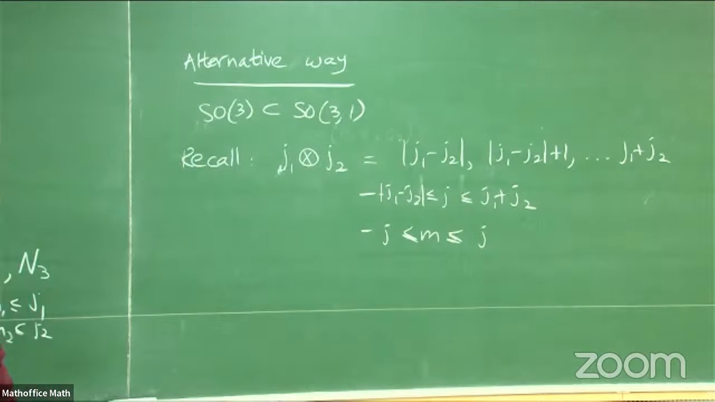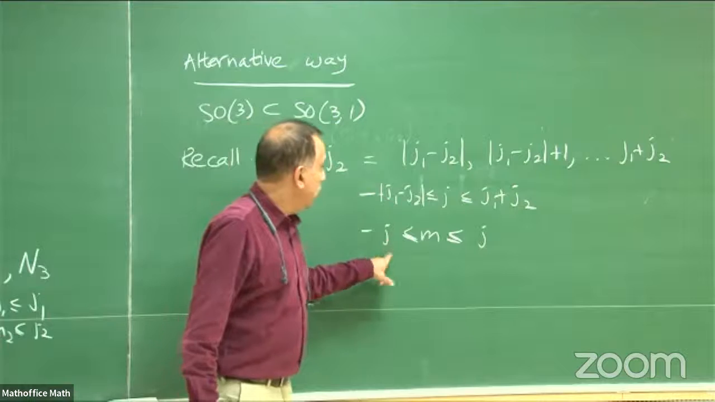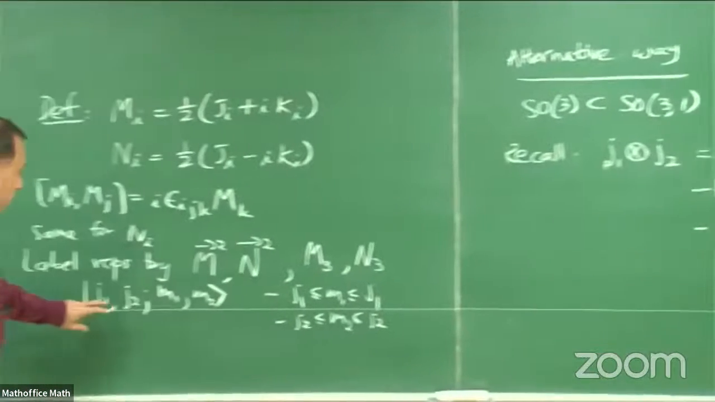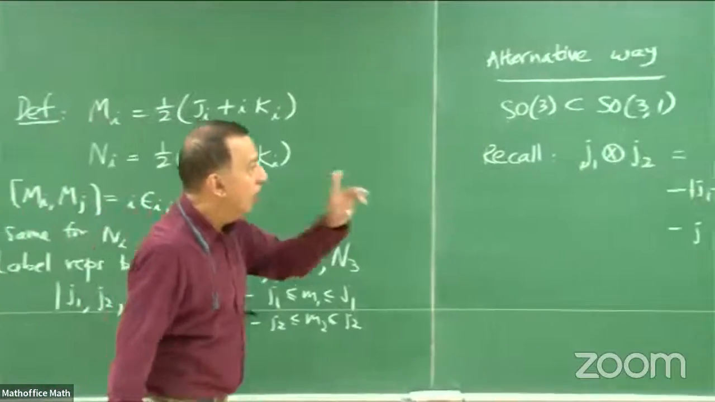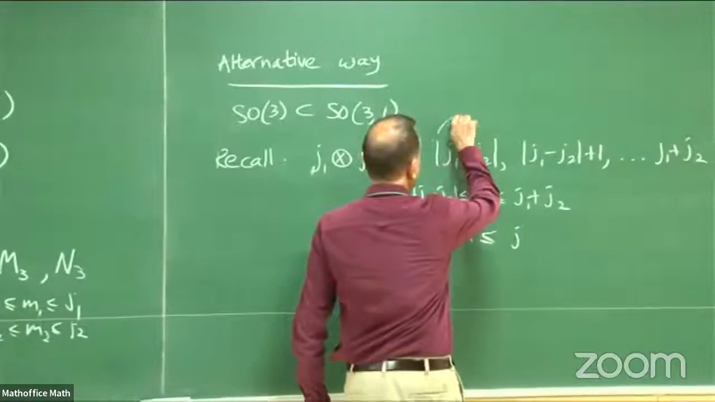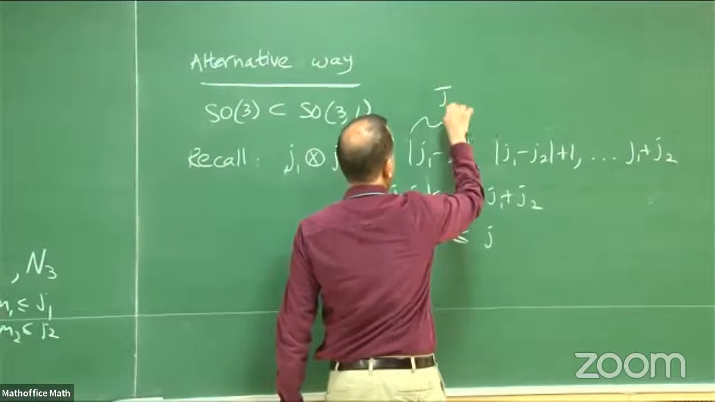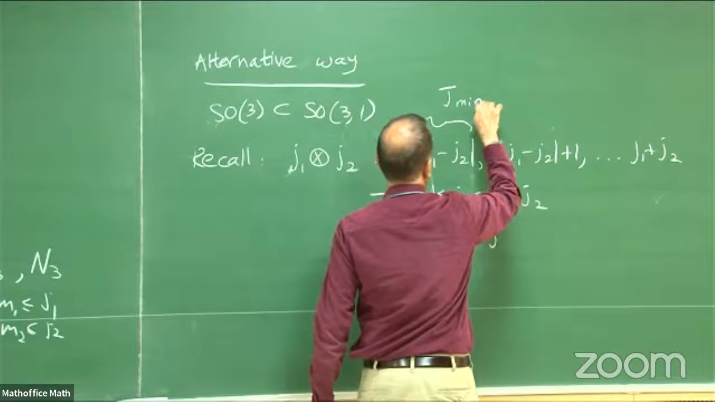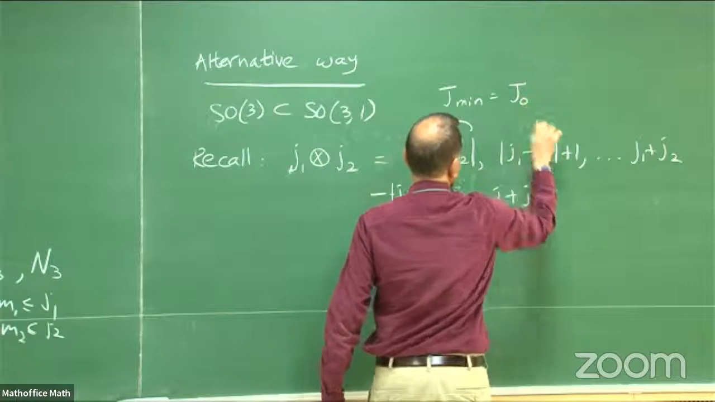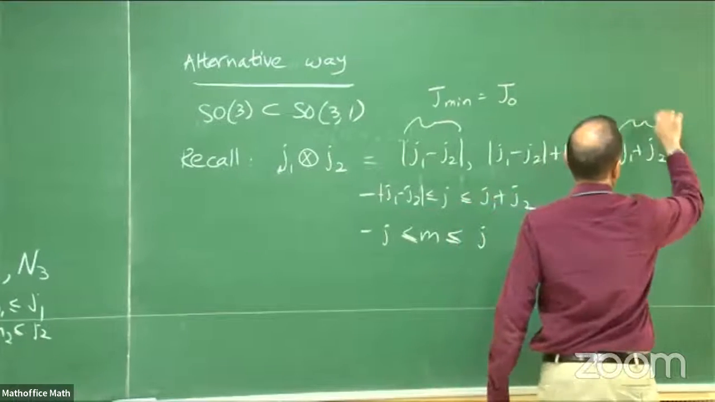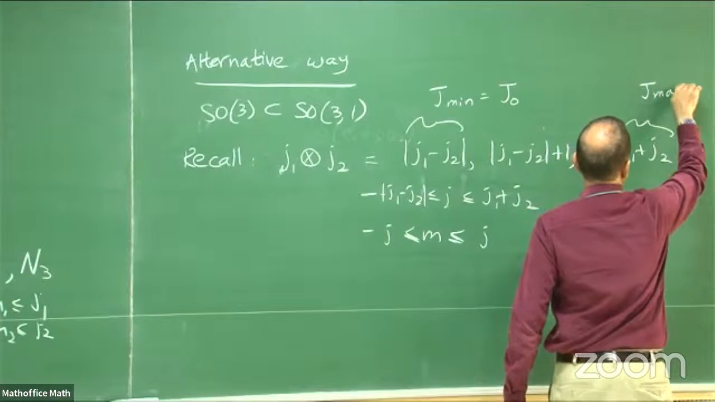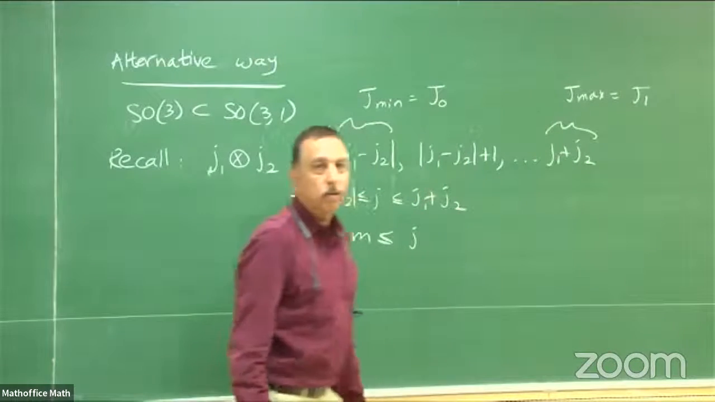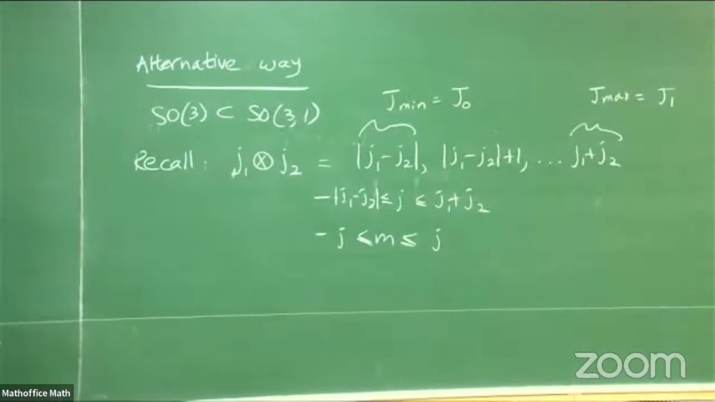So therefore, I have four quantities J1, J2, J and M which label the state. I forgot to say one more thing. We give a name to this. This one we call capital J min, or some authors call it capital J0. And this maximum value, I'll call it capital J max or capital J1. I'll use 0 and 1. You should not forget that 0 and 1 means min and max.